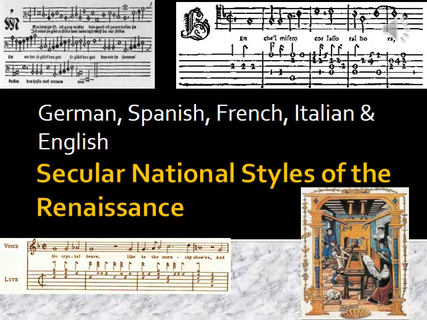Until now, we've really been focusing a lot more on the sacred side of music from the early Renaissance. And now I'm going to turn our attention to the secular music of the Renaissance. What we'll be doing in this lecture is exploring the different kinds of secular music, particularly from different regions. Today, of course, these are countries, but we'll be looking at music from Germany, Spain, France, Italy, as well as England. These are all different secular national styles, and they often have a lot in common.